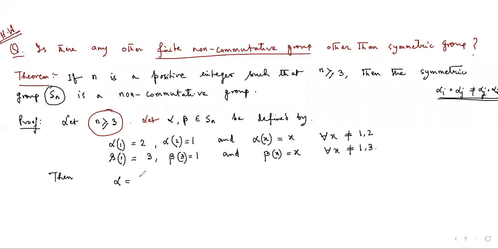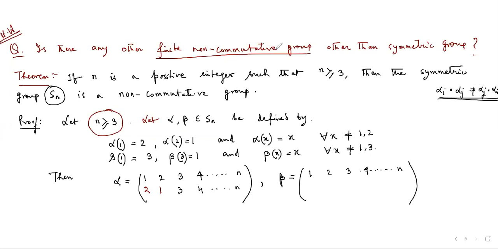How does my alpha look like? My alpha looks like this: 1, 2, 3, 4, ..., n. And you see alpha 1 goes to 2, so I'm writing here 2. Alpha 2 goes to 1, so I'm writing here 1, and the rest of the elements remain the same. And beta is going like this, as per my assumption, that beta 1 goes to 3, beta 3 goes to 1, and the rest of the elements remain the same. Okay.